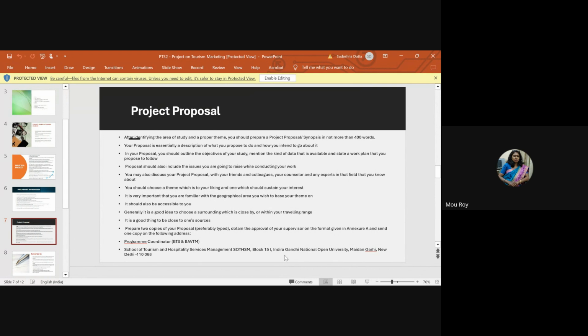Second thing is proposals. You should always choose a theme which is of your liking and which should sustain your interest. Don't choose a topic which doesn't interest you. You should always choose a topic which helps you, which you have interest in.